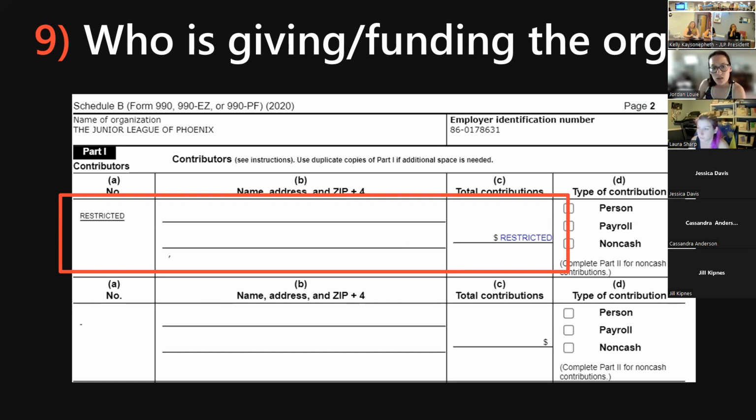What I'll say here, though, is here's where you want to look for the organization's annual report. They may have the donor list right there. They may be giving up their own secrets.